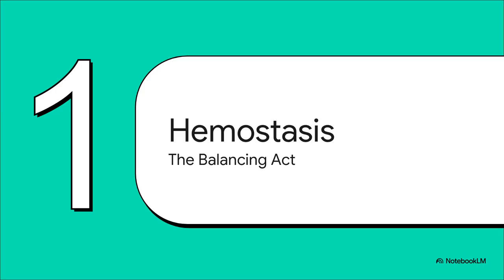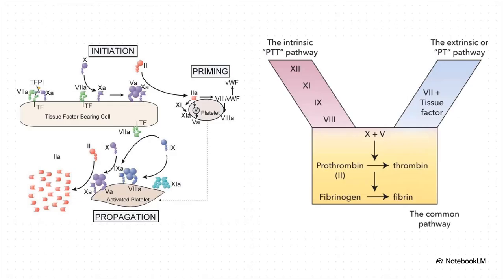So, to figure out what's going wrong when someone's bleeding, we first have to understand the absolutely elegant system that's designed to stop it, and that's hemostasis. Here, we've got two different ways to think about coagulation. On the left, you see the cell-based model. Think of this as what's really happening in the body, on the surface of our cells. It's complex, like a bustling city.